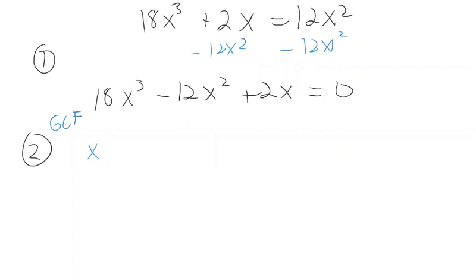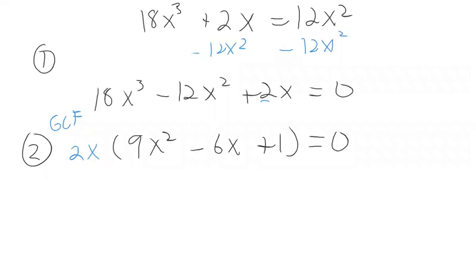They're also all even, and 2 is a prime number, so that's my smallest even number, so I can pull out a 2. So there's my greatest common factor, which leaves me 9x squared minus 6x plus 1 equals 0. That's an ugly 6. Let me clean him up a little bit. So now I have a greatest common factor, and I have a trinomial, sorry.